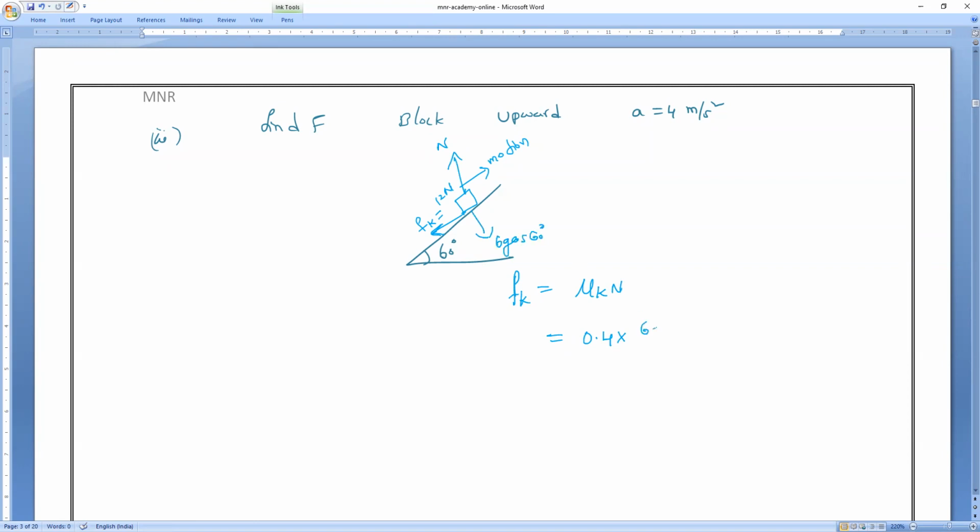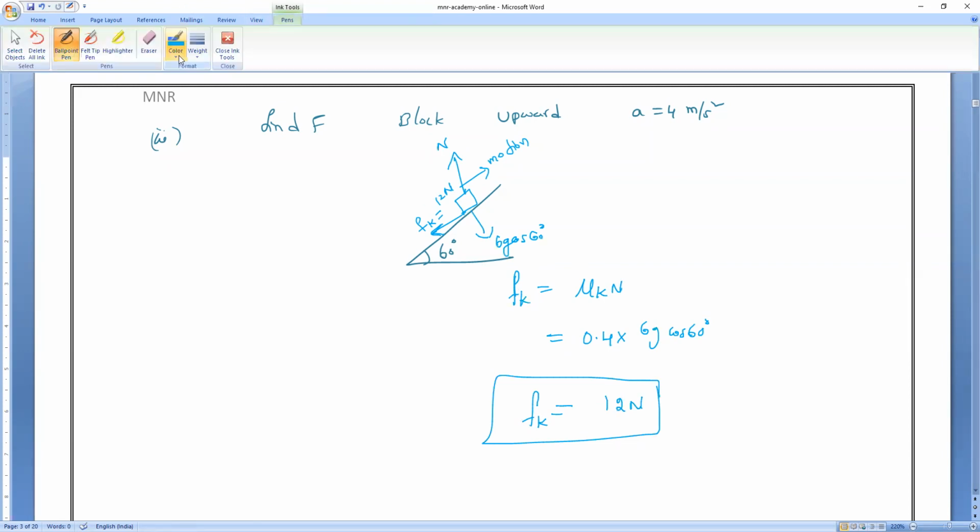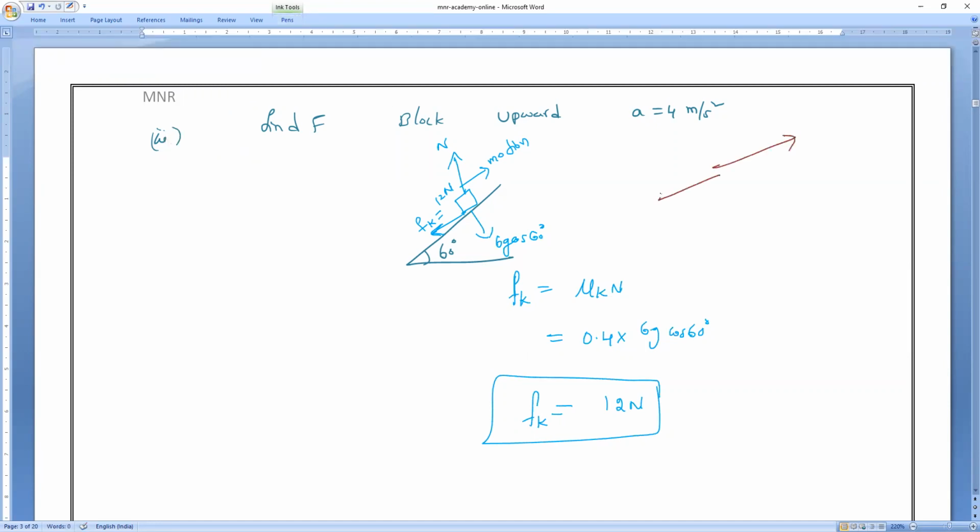We have already solved this value. How much do we get? 12 newtons. Fk is equal to 12 newtons, the same 12 newtons I have written in the previous case. In that case it was acting in this direction, and now in this case it is acting in this direction. Because before the body was moving downward, Fk was upward. Now the body is moving upward, so Fk is downward. Am I clear, everybody? Yes, sir.